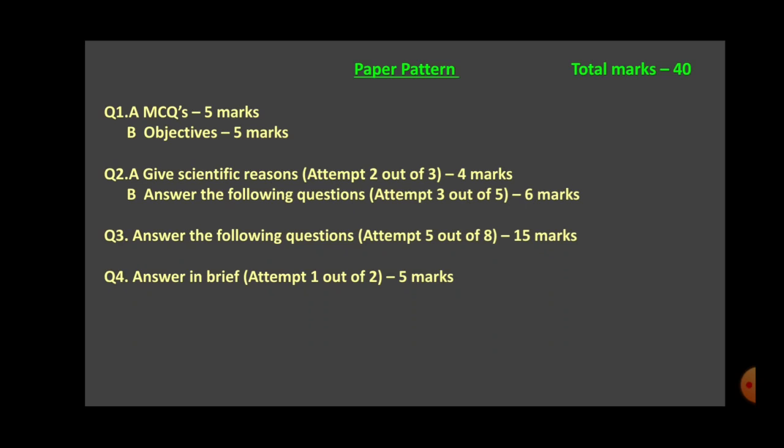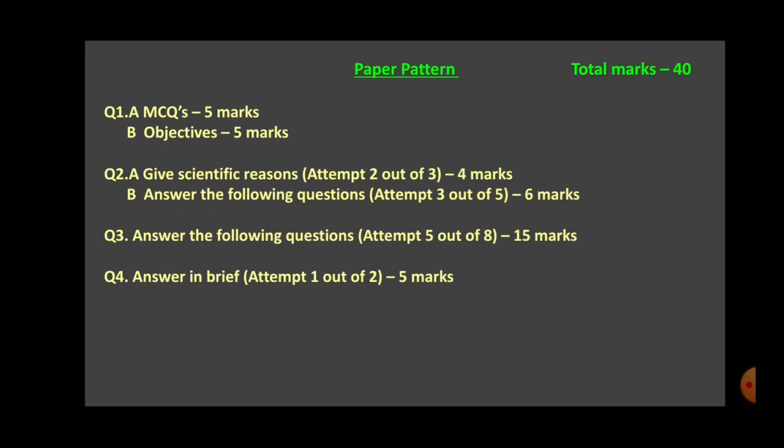Now the paper pattern. Though the preliminary question paper was also based on the same paper pattern, as I said, we have to revise certain things again and again. So the paper pattern is as follows. Question number 1, A will be MCQs, of 5 marks, and there won't be any options. B will be objectives. Multiple types of questions will be there, which we will discuss in the coming time. Each question will be of 5 marks, 5 questions.